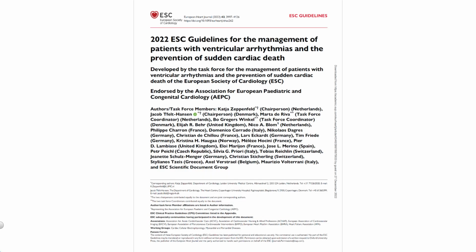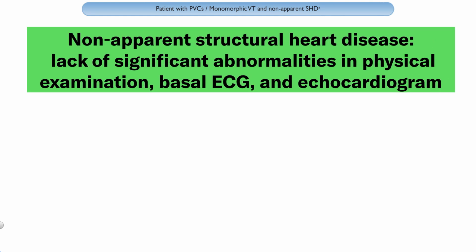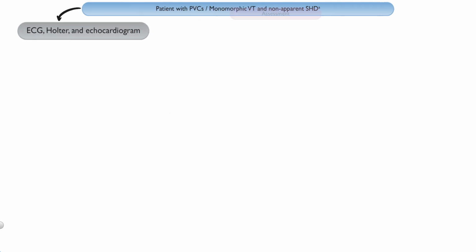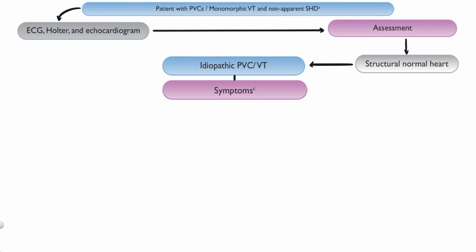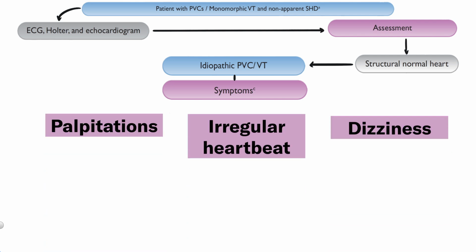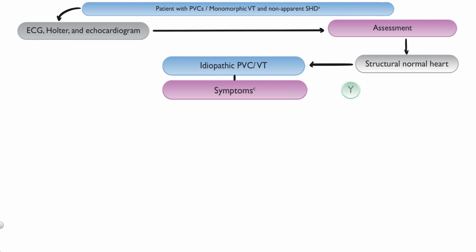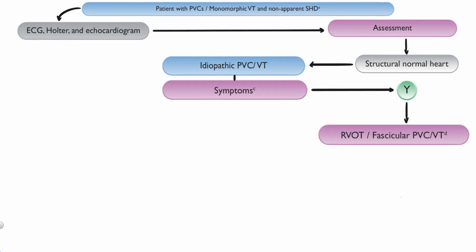Management of PVC according to the European Society of Cardiology Guidelines 2022. Patients who have PVCs with no apparent structural heart disease, which means a lack of significant abnormalities in physical examination, basal ECG and echocardiogram. So, if there is no structural basis for the PVC, we call it idiopathic PVC. After this, check for the presence of symptoms of PVC. Symptoms should be relevant and related to PVC, for example a palpitation feeling. If yes, check the site of origin of the PVC.